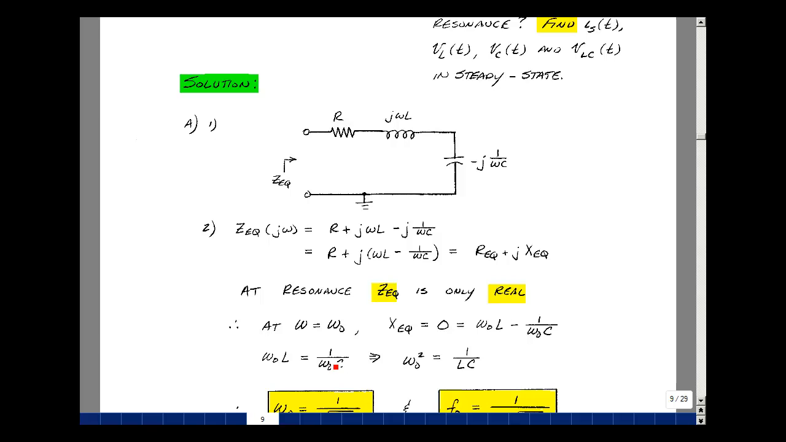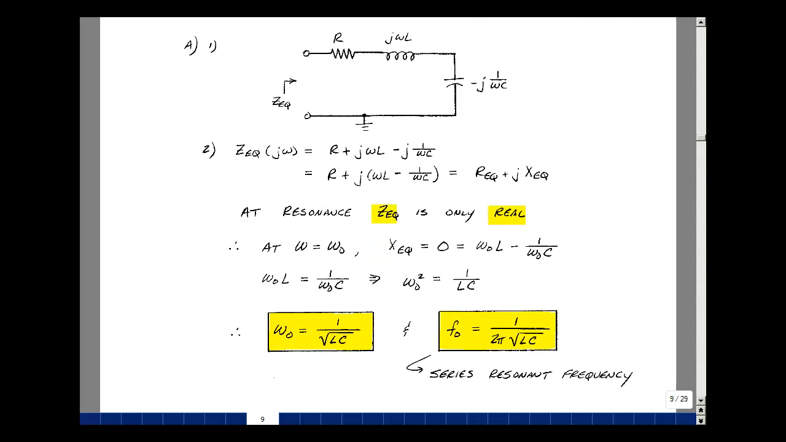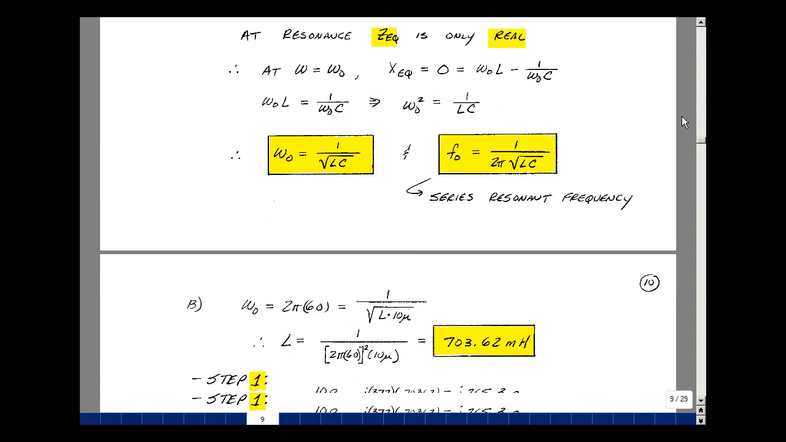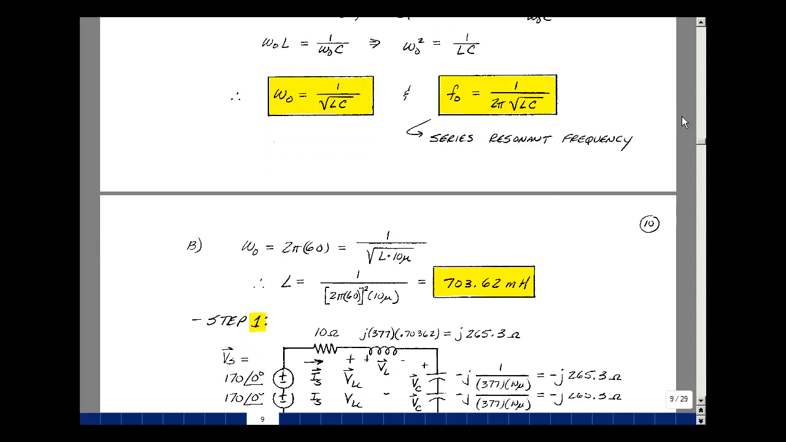Put this on the other side of the equation. Bring the omega naught over here and the L over here. So I get omega naught squared is equal to 1 over LC. So then omega naught is 1 over the square root of LC, and then divide by 2 pi, and you've got the resonant frequency in hertz. And now to solve for the value of L needed to put this circuit at resonance, use that formula.